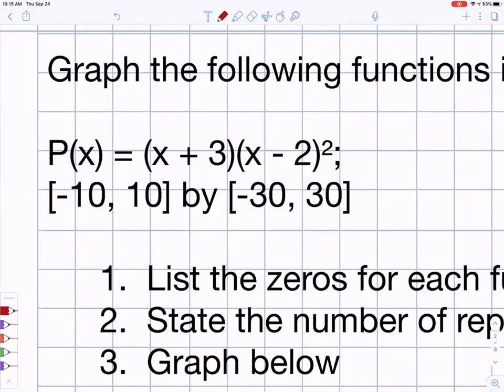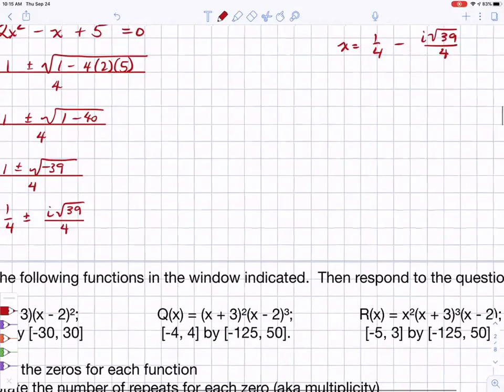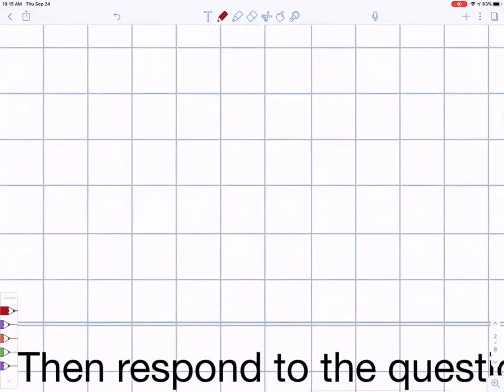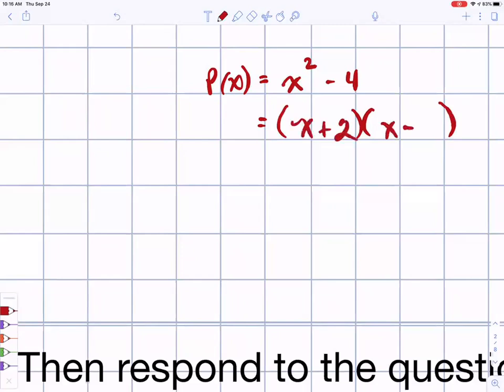Think with me about a quadratic, right? Let me just do this on scratch paper right here. Think with me about something like P of X is equal to X squared, I don't know, minus 4. Okay, factor that for me. Because I chose an easy one to factor. It's the difference of squares. Yeah, x plus 2, x minus 2. If you look at this version, what's the degree?